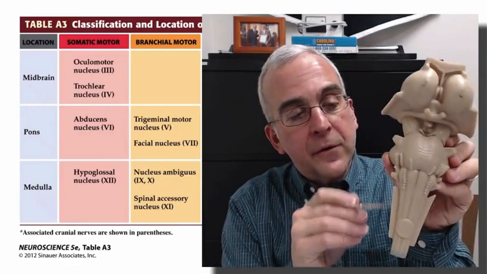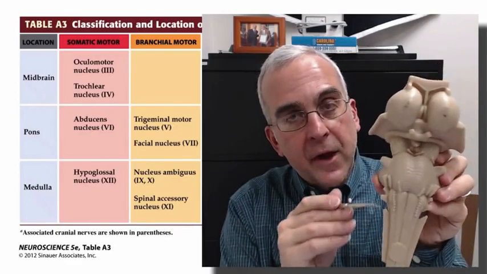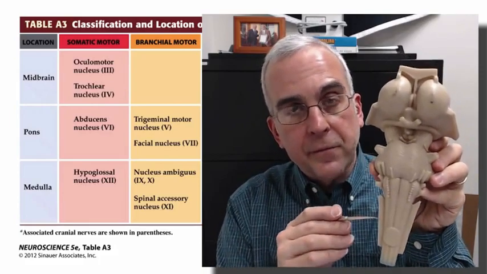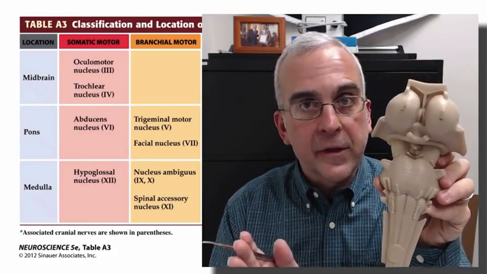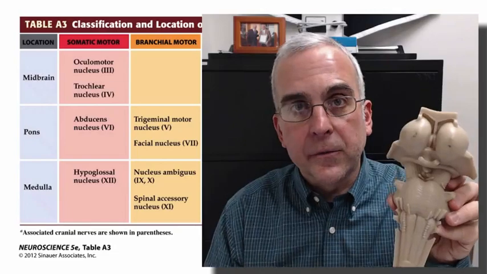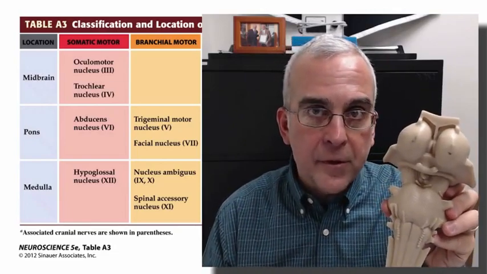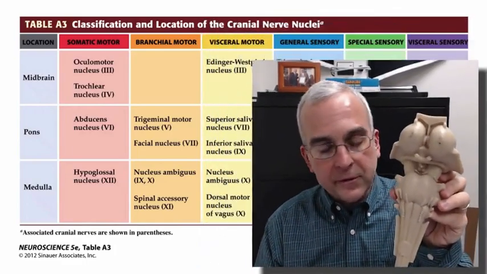And then finally we have our spinal accessory nerve. The spinal accessory nerve innervates also muscles derived from the pharyngeal arches that are involved in turning the head and shrugging the shoulders. That would be the sternocleidomastoid muscle and part of the trapezius muscle.